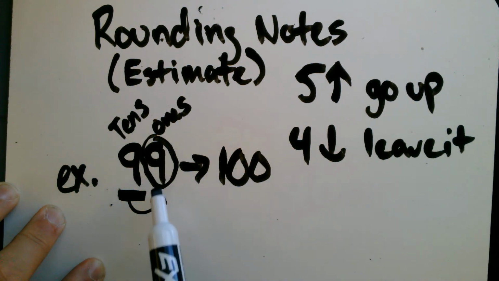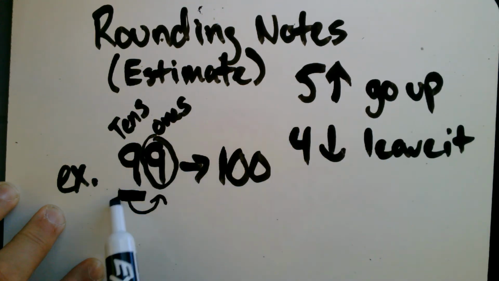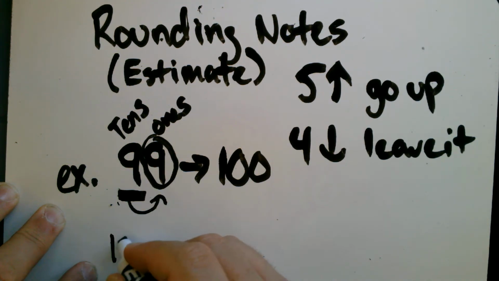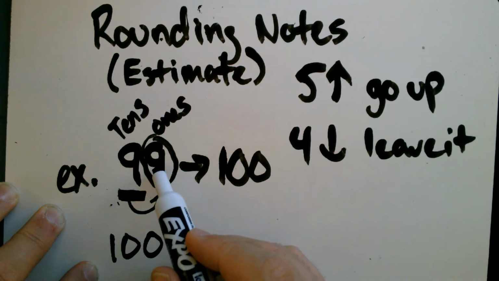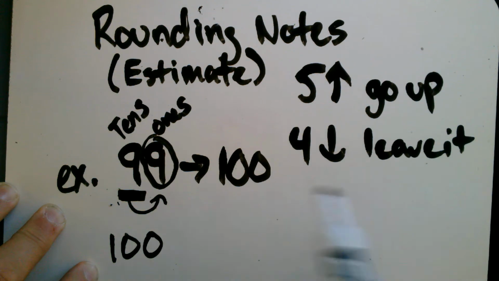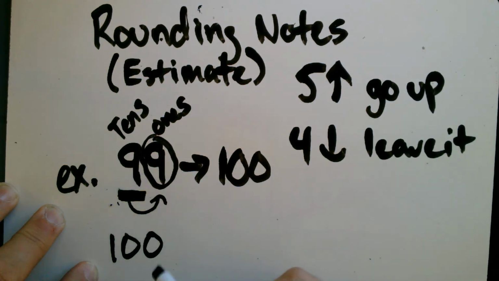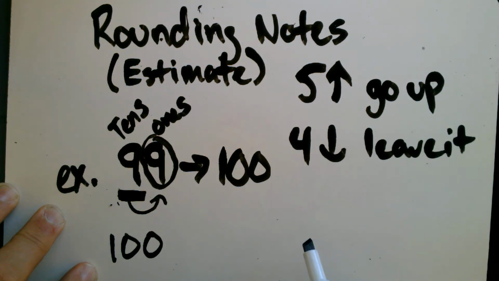All right, so since I'm looking at this 9, because it's 5 or more, the 9 in the tens place, I'm going to go up. So I'm going to make this 9 a 10, and this is going to become a 0. Now this, because this is the number I'm looking at to see if it goes up or stays the same, is going to turn into a 0 no matter what I do. All right? So if you haven't already, go ahead and write this down in your notes as well. Pause the video if you need to.